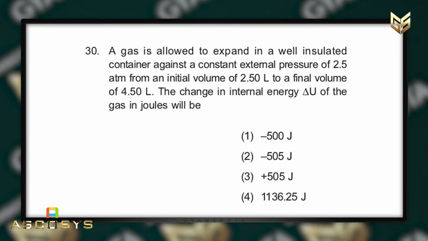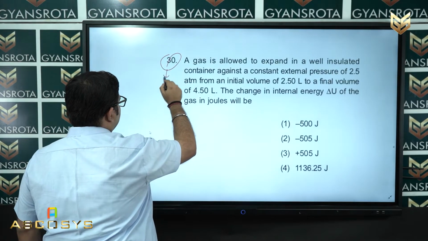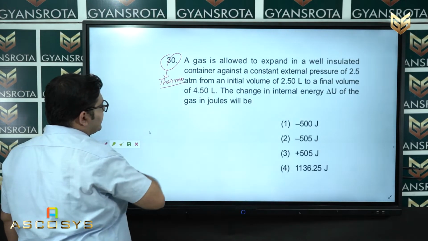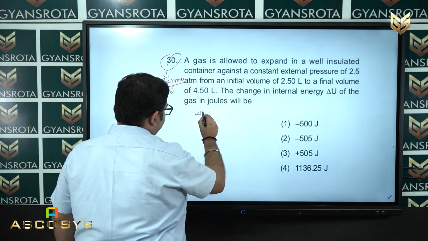The change in internal energy delta U of the gas in joule will be. So, now we are moving to the solution part. This question is basically from your thermodynamics chapter, and from your class 11 NCERT. So, what is the formula for delta U?